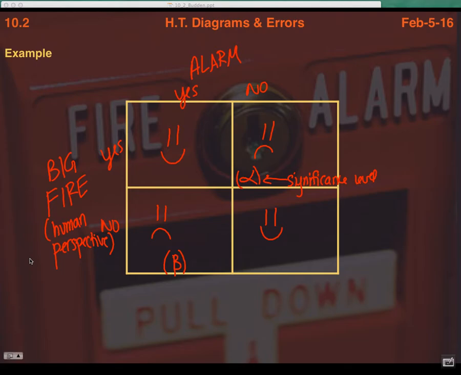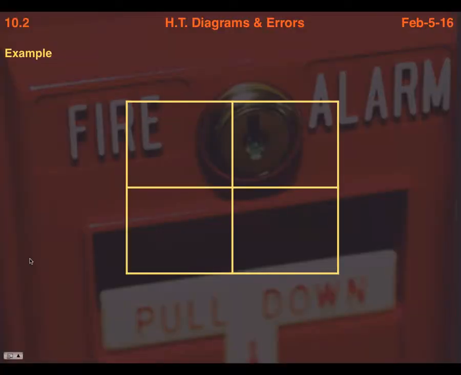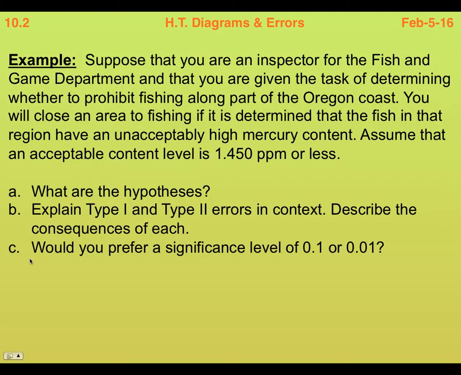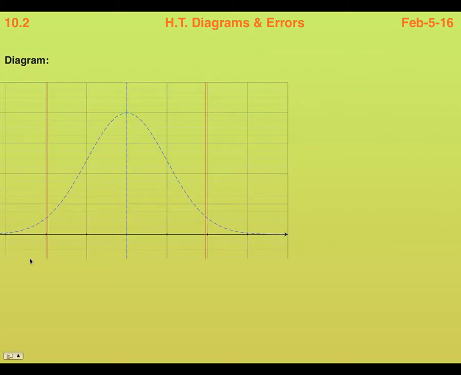So you know how with panics, you guys always had the confidence level? Okay, for a hypothesis test, you have what's called the significance level. Okay, so this is what you're actually going to be doing with this, is you're going to be given something like this. So suppose that, I think you have this on the previous page, sorry. Suppose that you are an inspector for the Fish and Game Department.